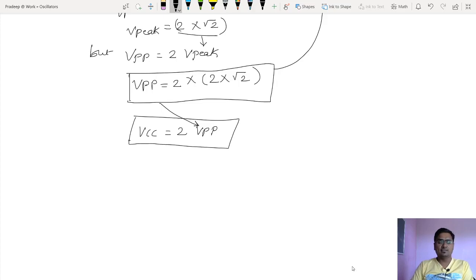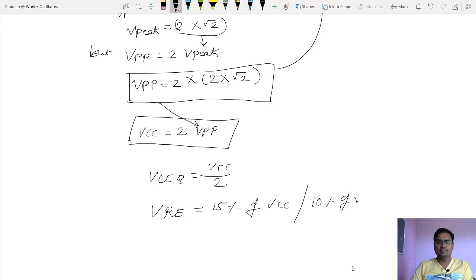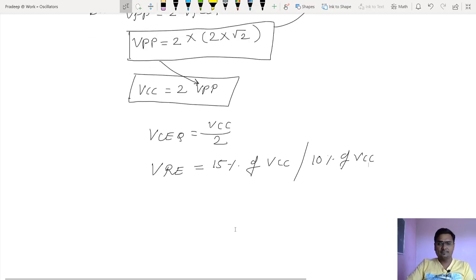Now after selection of VCC, we know that VCEQ can be calculated as VCC divided by 2. After that, the voltage across resistor RE can be assumed to be 15% of VCC, or some people can assume 10% of VCC. No issue in that. Either you assume 10% or 15%. You go with the process, whatever you want, you are free to select, because you are the designer, you have full rights to do that.